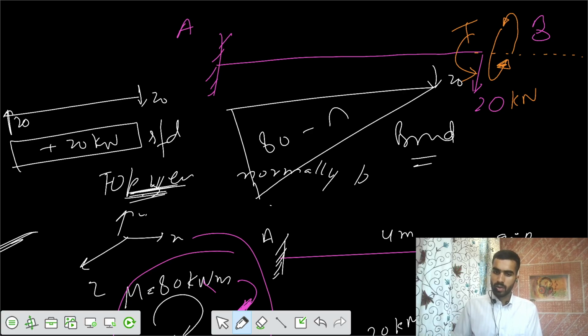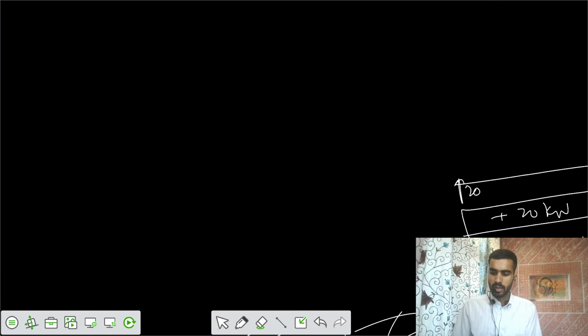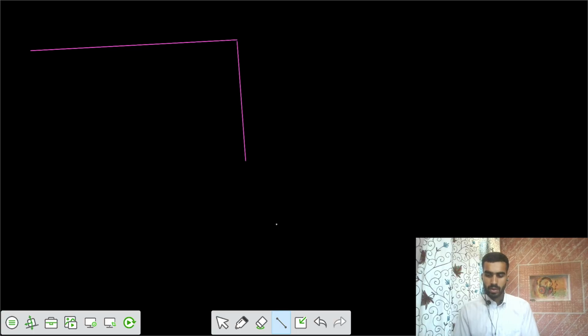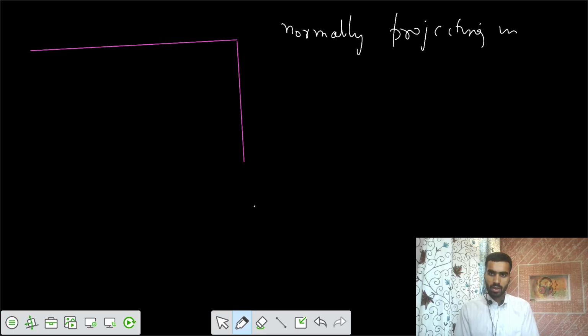Let's take one more problem. In that same way, we have that cantilever. Then after that we have a normally projecting member, the same sort of normally projecting member. This is also normally projecting, but it is in the horizontal.